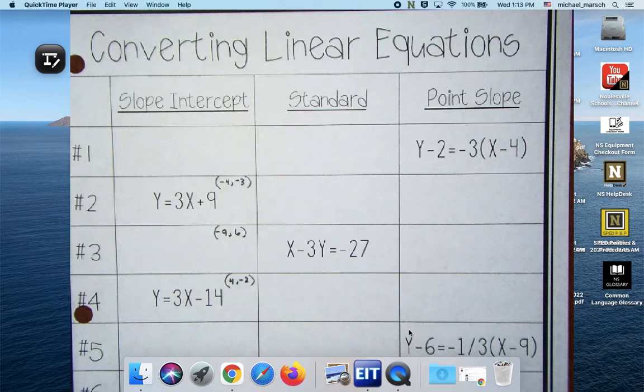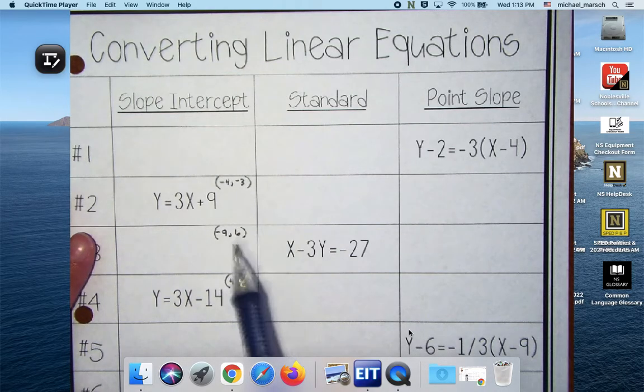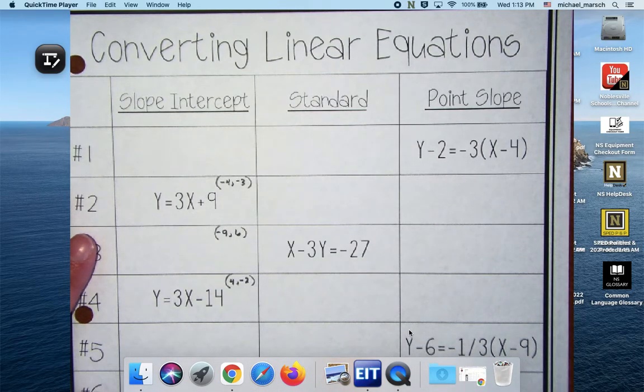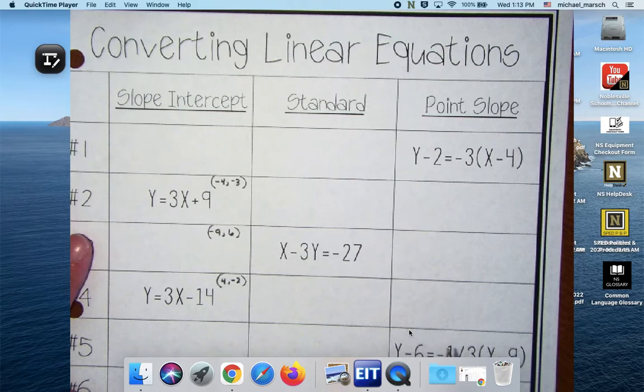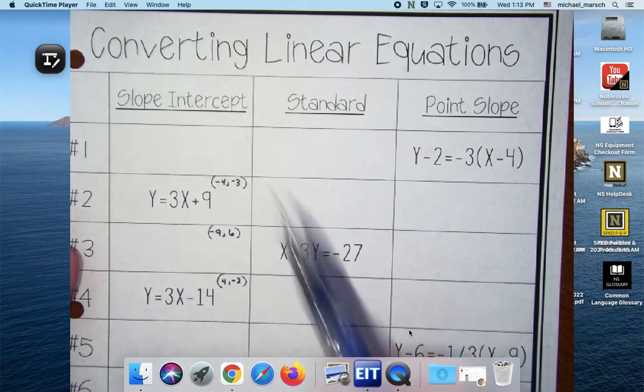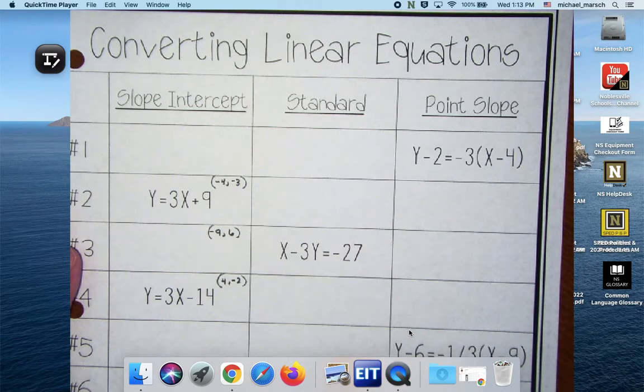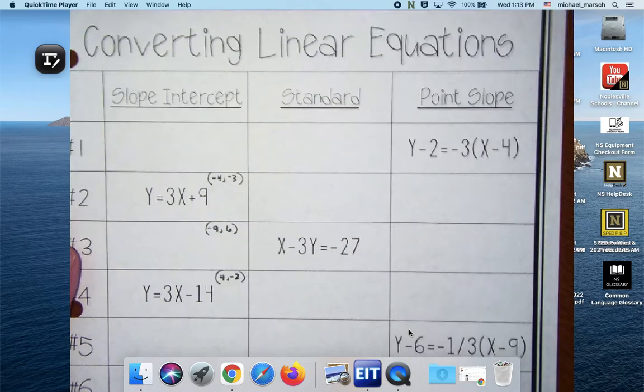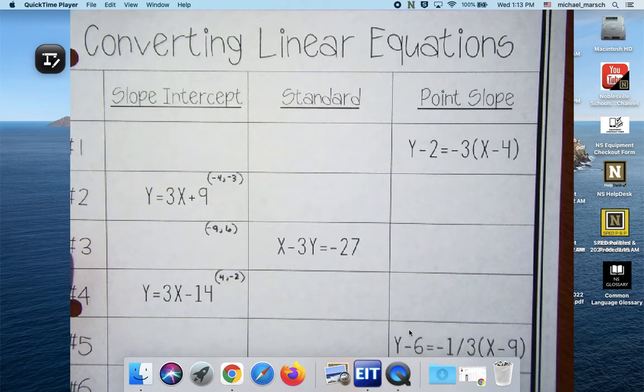Hey, guys, wait a second. I have more directions. Calm down, please, for a second. So, on some of these, I gave you an ordered pair. Why would I give you an ordered pair? For point slope. Okay? Determining the point slope without a point is incredibly difficult. So I'm giving you where you need a point for point slope. Okay, have fun.